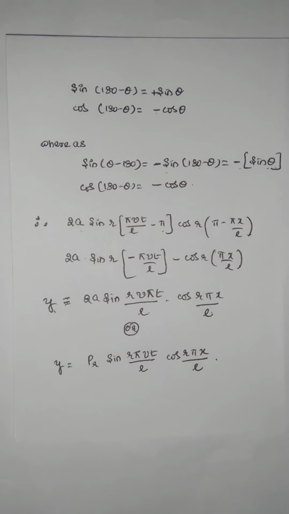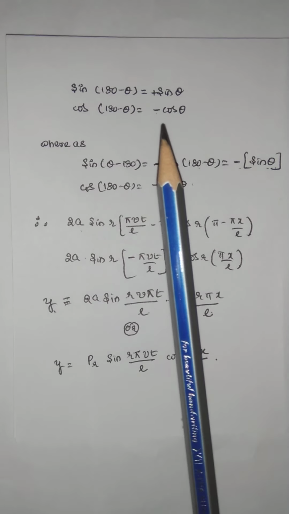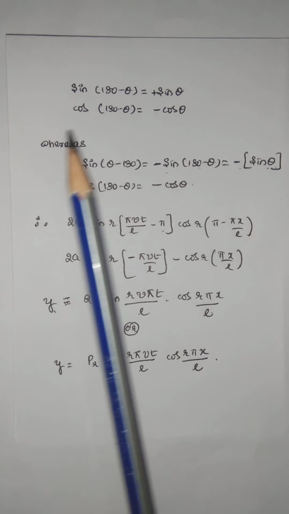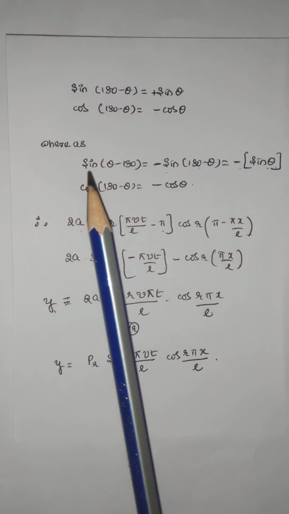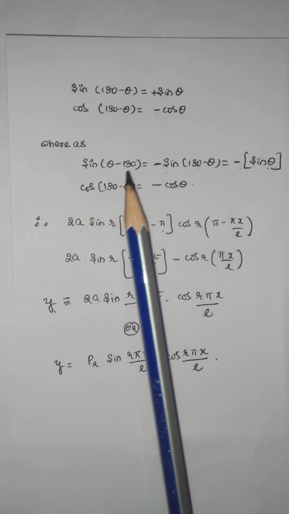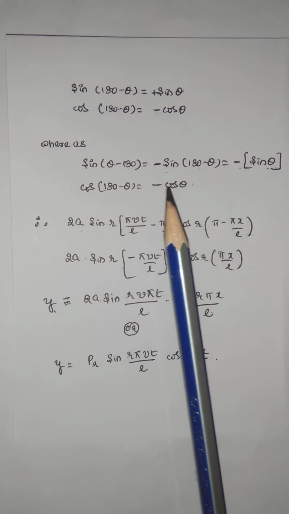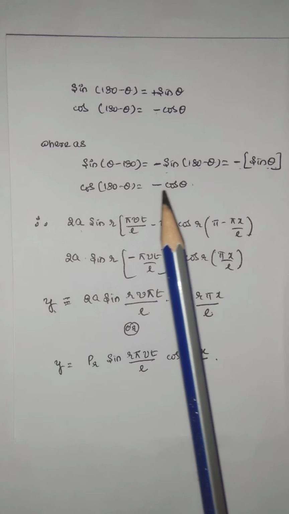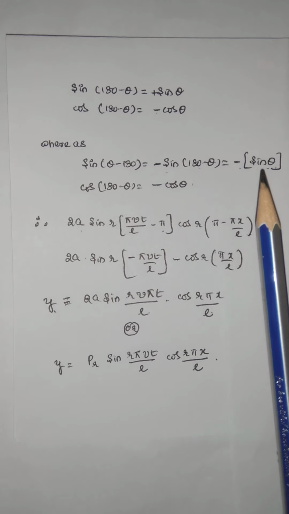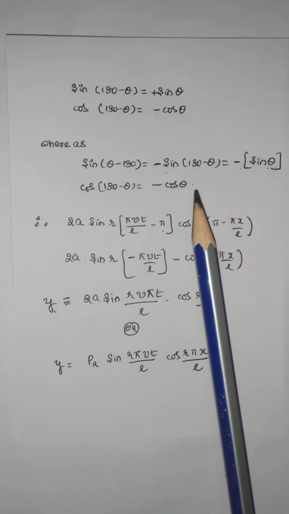So according to the ASTC rule, sin(180 - θ) is sin θ, and cos(180 - θ) is -cos θ. Whereas here, sin(θ - 180) can be written as, if I take the minus outside, -sin(180 - θ). Sin(180 - θ) is +sin θ, and cos(180 - θ) is -cos θ.